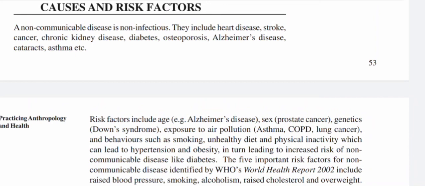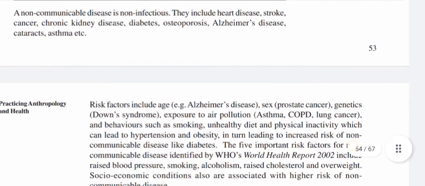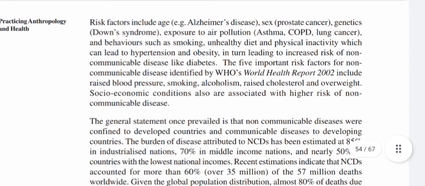The 5 important risk factors for non-communicable disease identified by WHO's World Health Report 2002 include raised blood pressure, smoking, alcoholism, raised cholesterol, and overweight. Socioeconomic conditions are also associated with higher risk of non-communicable diseases.